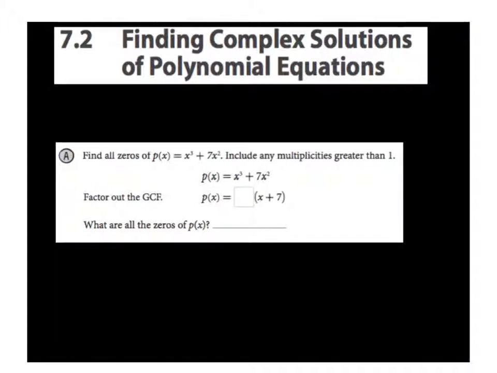All right, so in 7.1, we talked about finding rational solutions. Those were solutions that could be written as a fraction. Today we're talking about finding complex solutions, which means we're going to start including irrational solutions and imaginary solutions. So just kind of think back, you're going to see this.